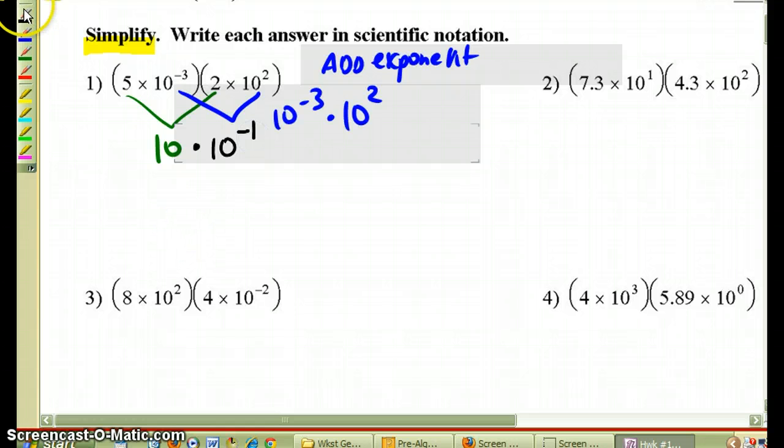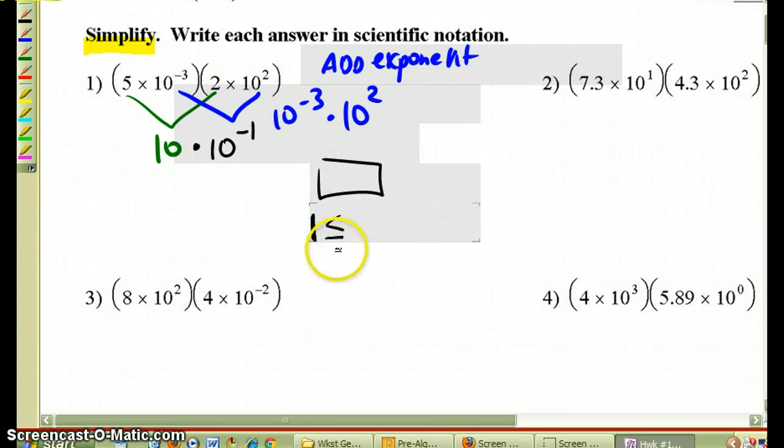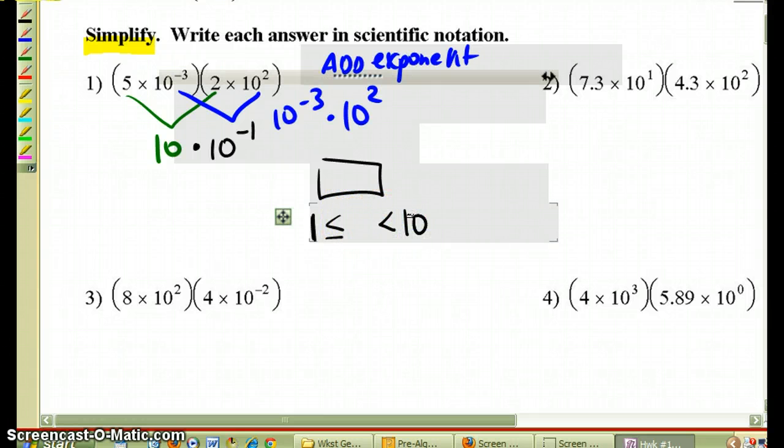Now, when I write in scientific notation, this number has to be between 1 and 10. I may not have been very specific about that in class, but the number that is here has to be greater than or equal to 1. So it could be equal to 1. Or it has to be less than 10, so it actually can't equal 10. Basically, it's got to be a decimal that's after that 1. So I have to actually move the decimal between the 1 and the 0.